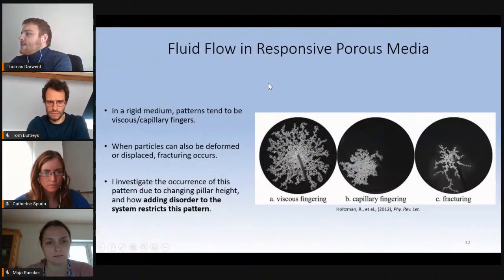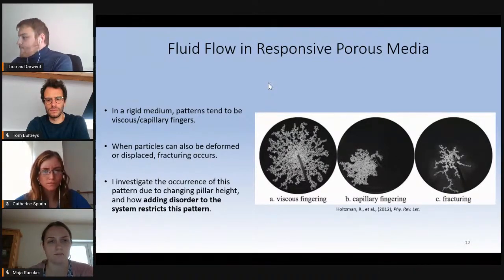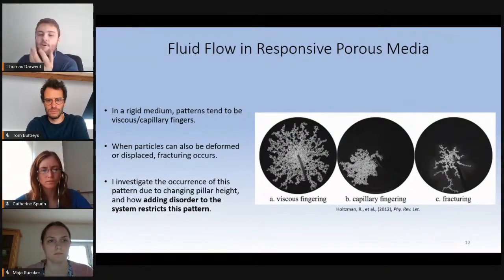Finally, the last project that I'm currently working on, again, we are finalizing results for this, was looking at fluid flow in a responsive porous media. What normally happens in a rigid medium is you might get some kind of invasion pattern looking like viscous fingering or capillary fingering. But what can happen is when you allow your particles or pillars, in my case, to either deform or be displaced, you get a new pattern emerge called fracturing, which can be characterized by these thin, long fingers that propagate outwards quite quickly.